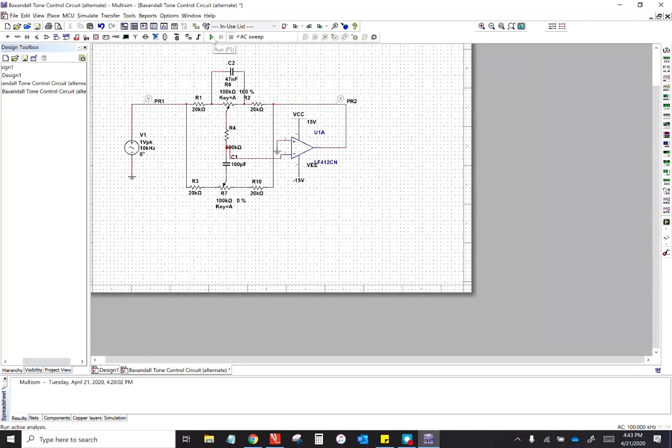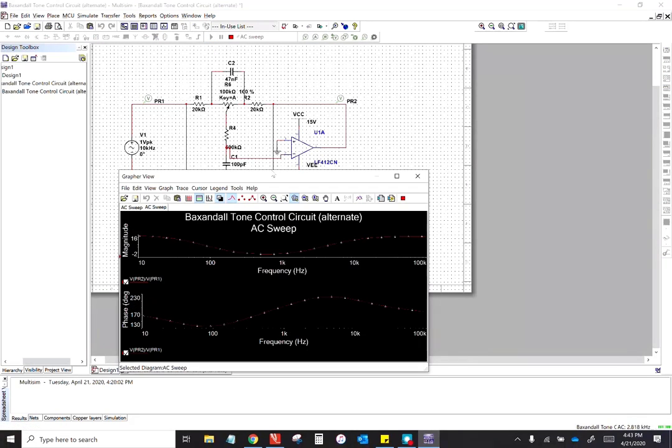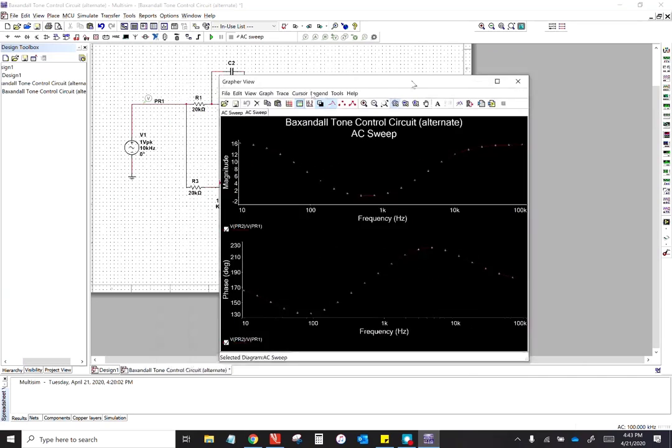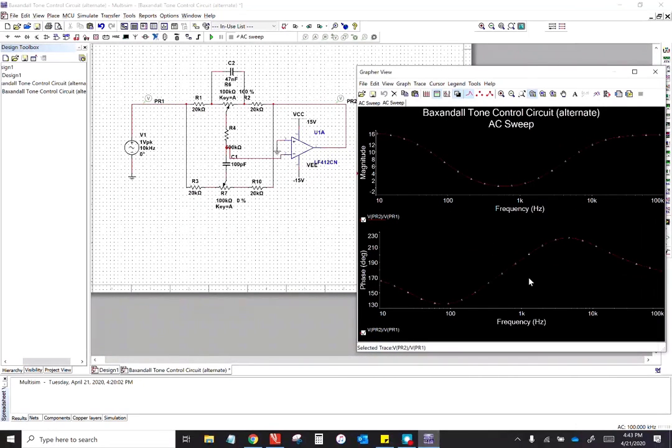Anyway, we press the run button and this creates our frequency response plot. I'm not too concerned about the phase plot down here, but let's look at the frequency plot. Notice it starts with a magnitude of about 16 dB, and then it goes down to 0 dB, or a gain of 1, at these middle frequencies, and then it jumps back up to 16 dB.